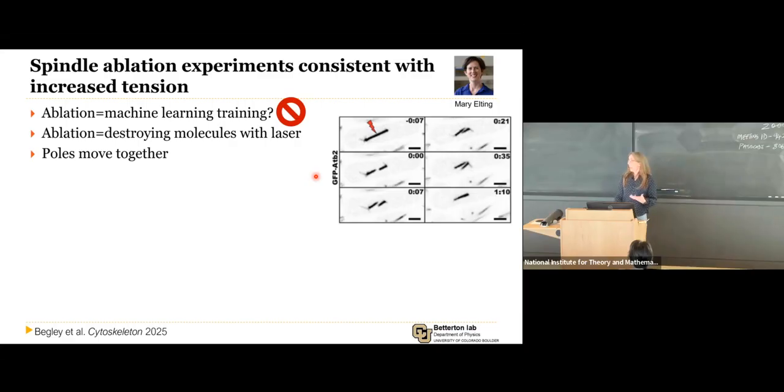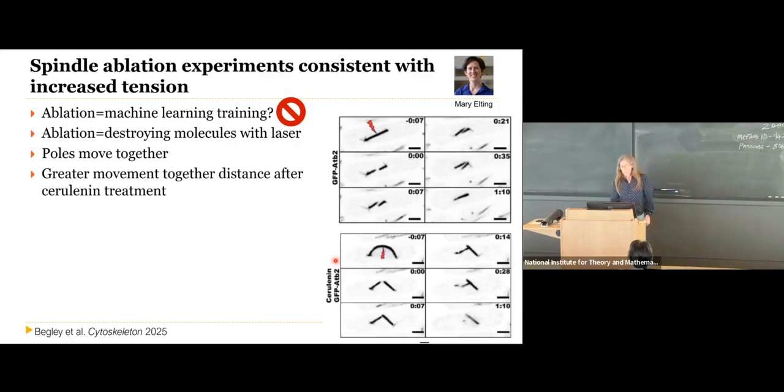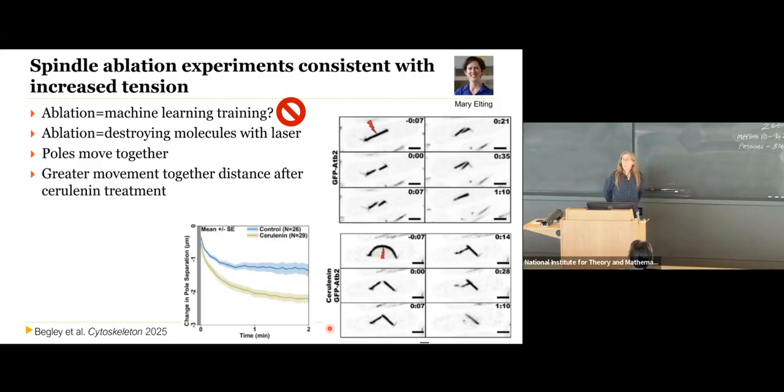And so you could ask, what happens if you do the same experiment in cells treated with cerulenin? That's down here in the lower right. Notice this bowed spindle. Cerulenin has been added, the spindle is buckling, and she can ablate it right there. Notice that the two half spindles straighten out, and then again, they move together, and they move together more. This quantification shows, after ablation, the change in distance between the pole separation. Initially they were a certain distance apart, how much do they move in? With cerulenin treatment, that's bigger. Again, that's consistent with higher tension in these cells.